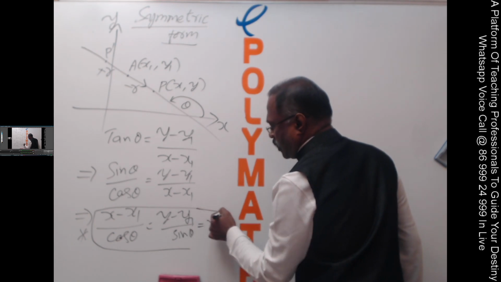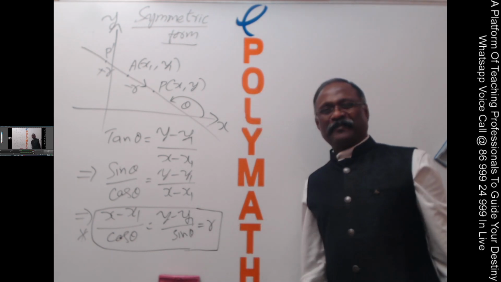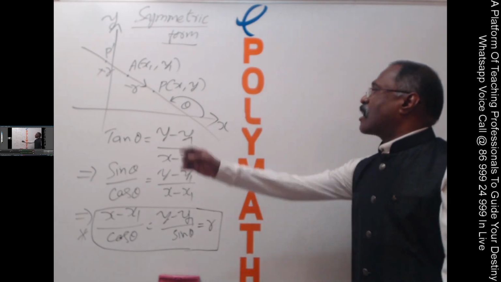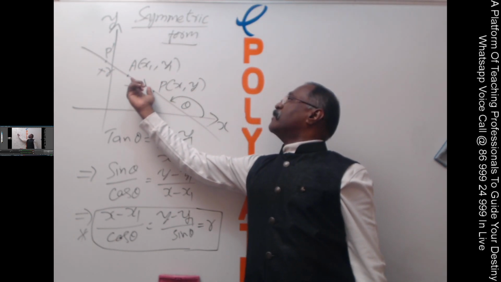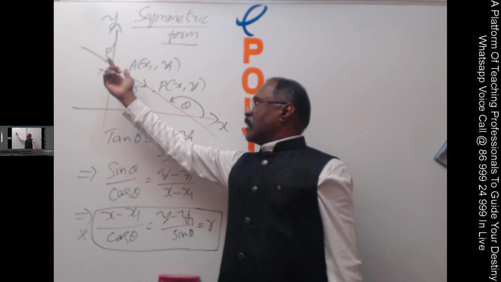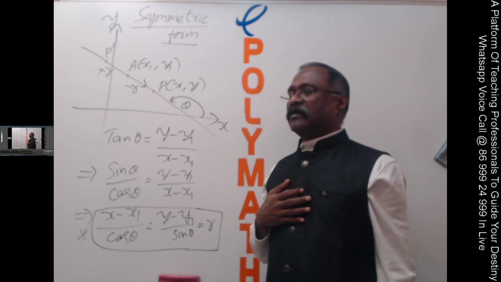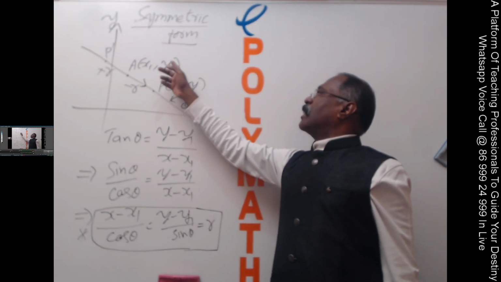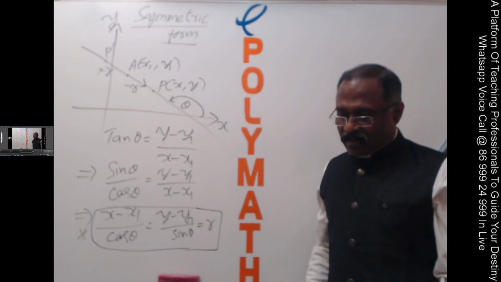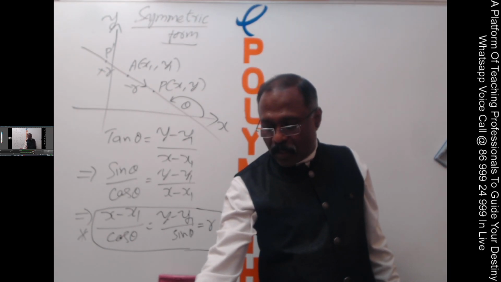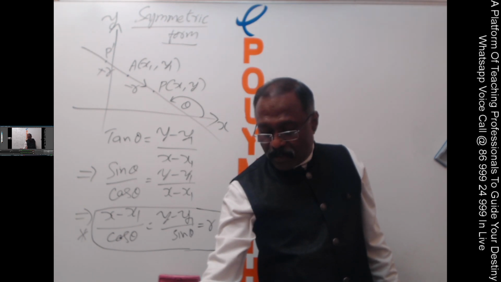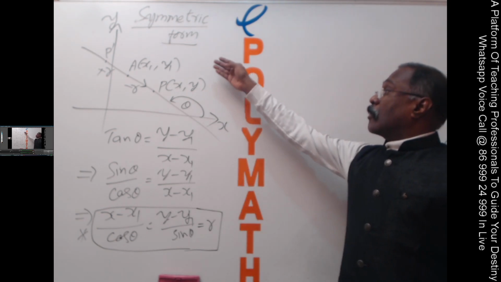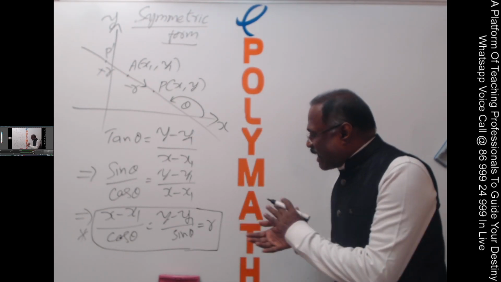What is this r here and how can I say this as r? What is the r I have taken? This r is nothing but the distance between these two. What is the distance between them? It is the square root of (x minus x1) whole square plus (y minus y1) whole square. So r is nothing but the square root of (x minus x1) whole square plus (y minus y1) whole square. Now, can we get this from this one?